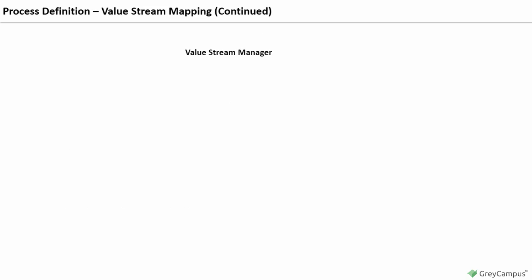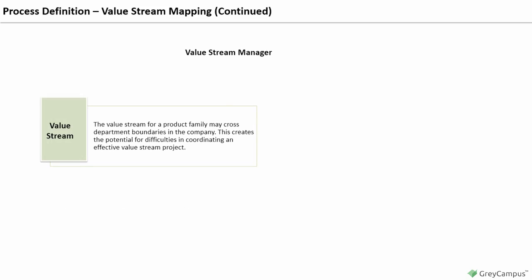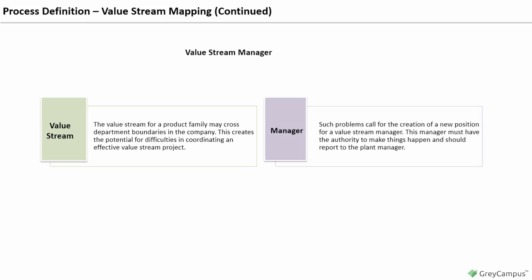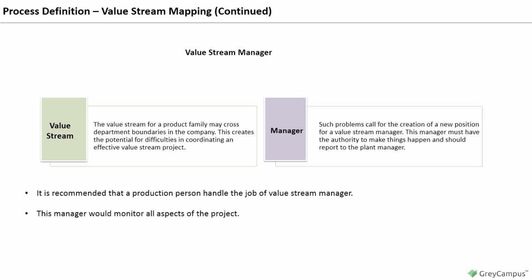Value Stream Manager. The value stream for a product family may cross department boundaries in the company. This creates the potential for difficulties in coordinating an effective value stream project. Such problems call for the creation of a new position for a value stream manager. This manager must have the authority to make things happen and should report to the plant manager. It is recommended that a production person handle the job of value stream manager. This manager would monitor all aspects of the project. Being a hands-on person, the manager should be on the floor on a regular basis.